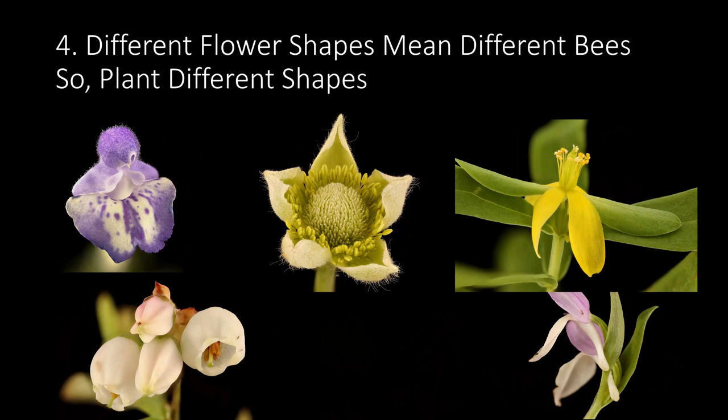Shape is another aspect of floral bee interactions. Why are the vacciniums here bell-shaped? It's because they want bees.